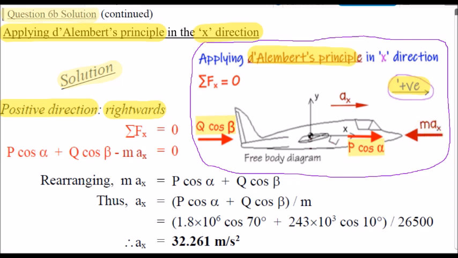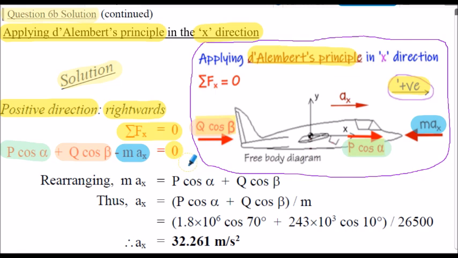So applying Newton's first law here, because we're applying D'Alembert's principle, summate all the forces in the x direction, they must equal 0. So summating the forces, we have P cos alpha, that's positive. We have Q cos beta, again positive. And we subtract the max inertia force. That all equals 0 for equilibrium.